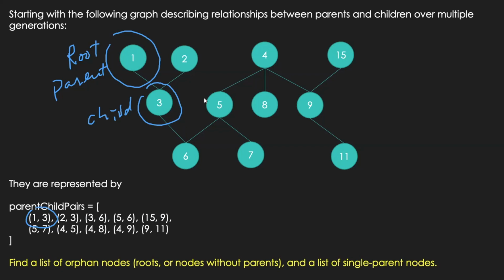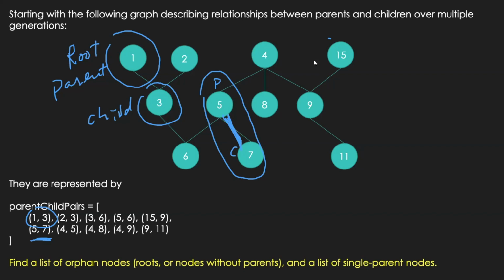Let's take maybe 5 and 7 as an example. 5 and 7 is illustrated right here. So 5 is the parent, 7 is the child. And the reason there's a relationship here is because of the edge. The edge is the line between the two nodes.